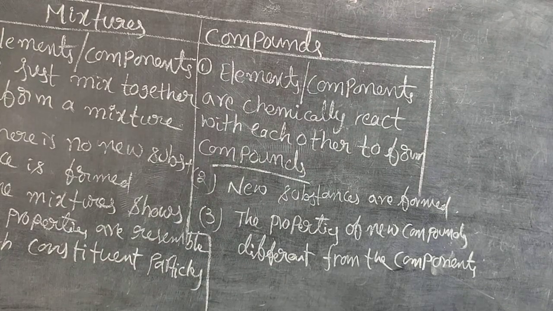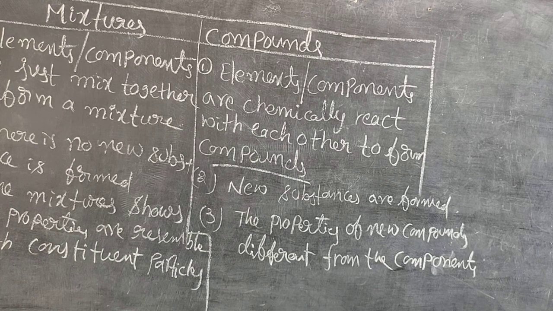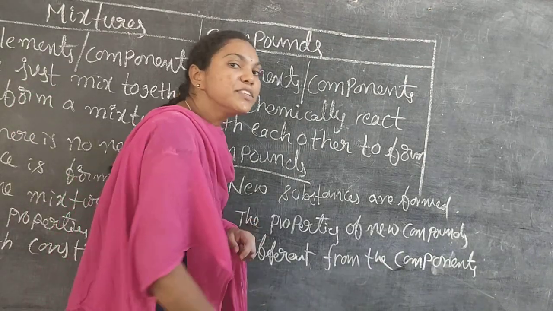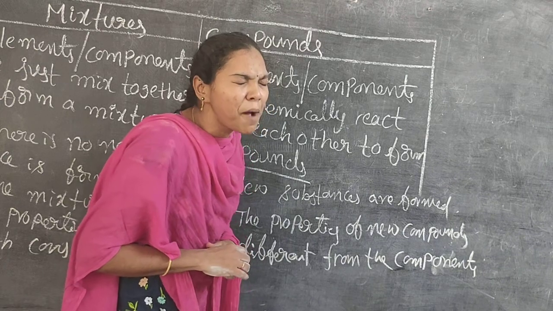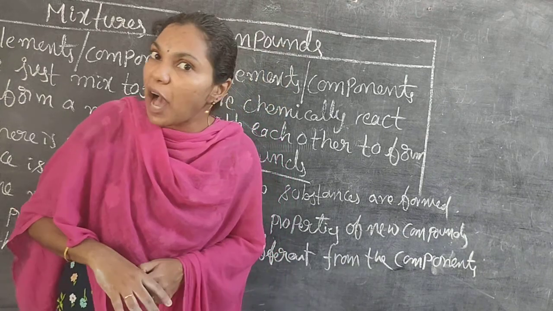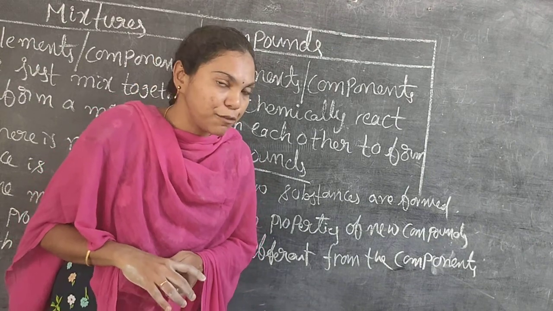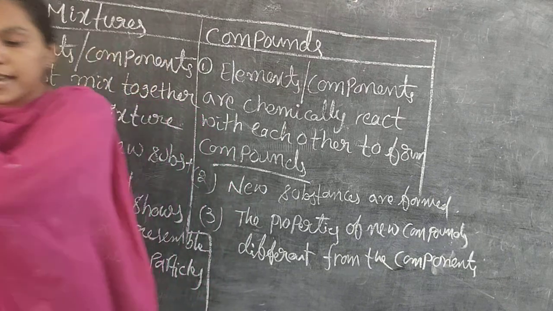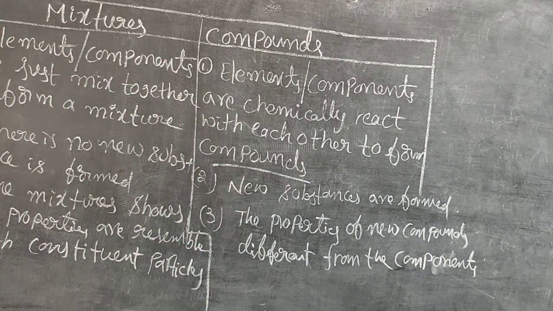compounds. For example, I will say now clearly, copper oxide is a new compound or product which is formed by reacting copper and oxygen. The properties of copper oxide are entirely different from copper and oxygen. Are you understanding now? These are the three properties.